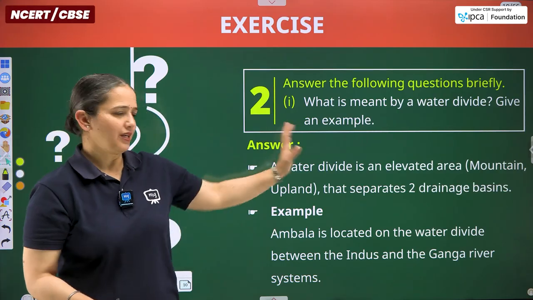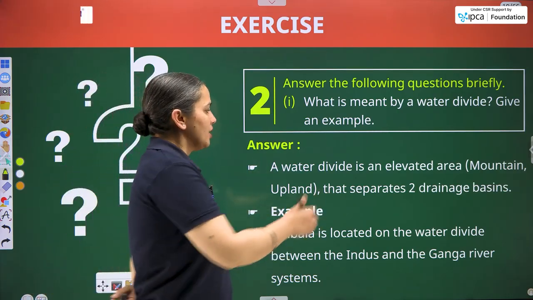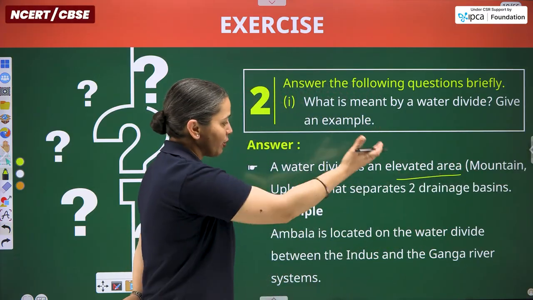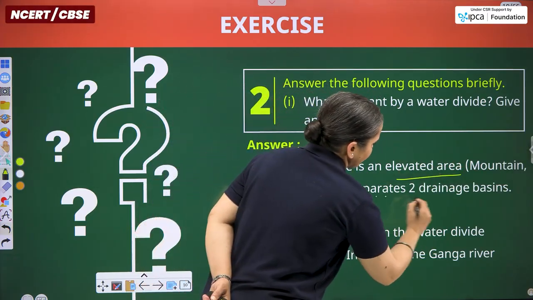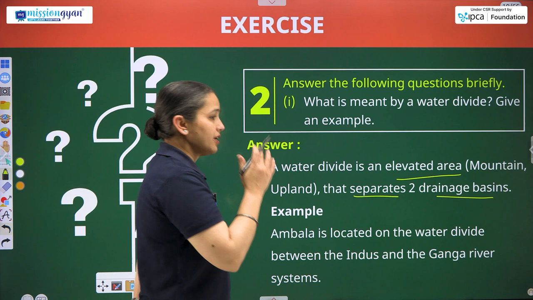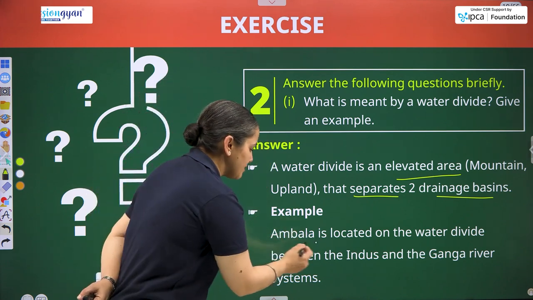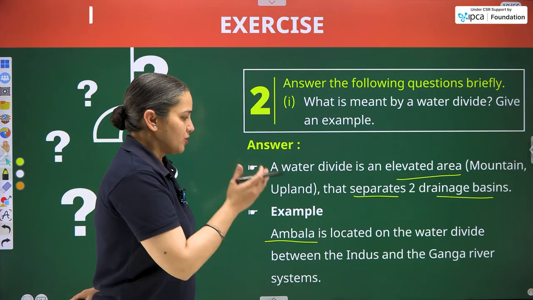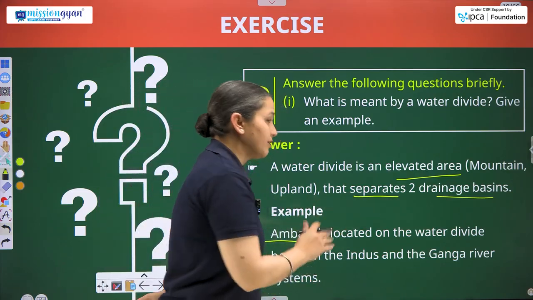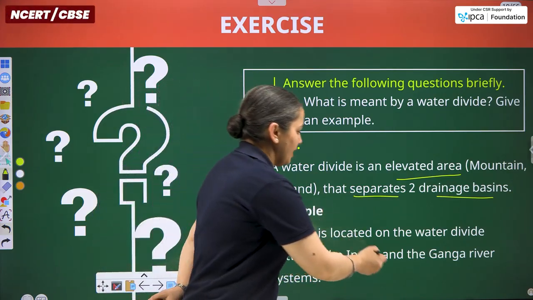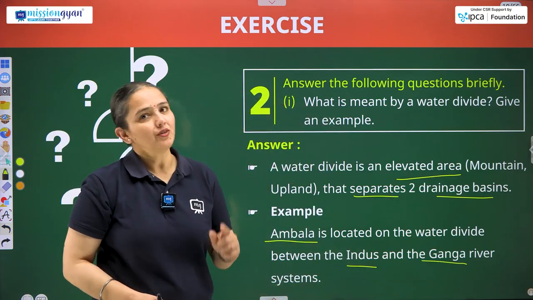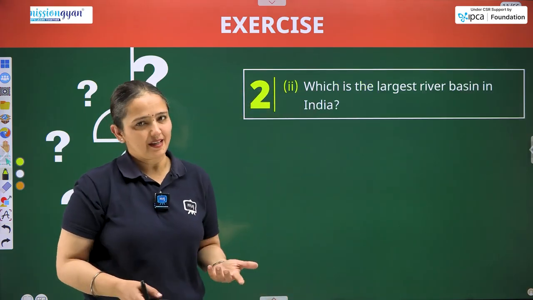Again, an overview, but here is the written part for the learning. A water divide is an elevated area or likewise mountain or uplands that separates two drainage basins. Example is Ambala city, located at the borders of Punjab and Haryana. So it is located on the water divide of two rivers, the Indus and the Ganga river. So the example is Ambala. You have to learn that example. It can be asked anyhow.